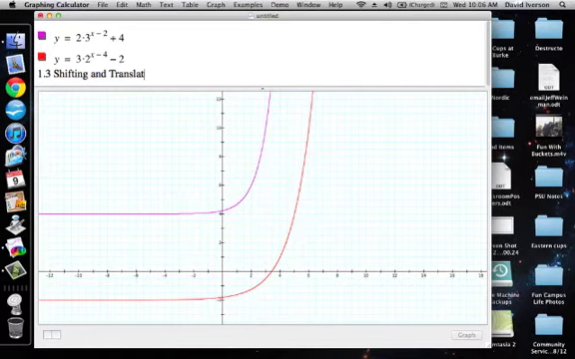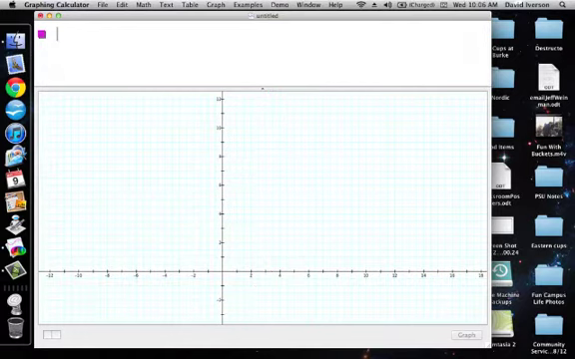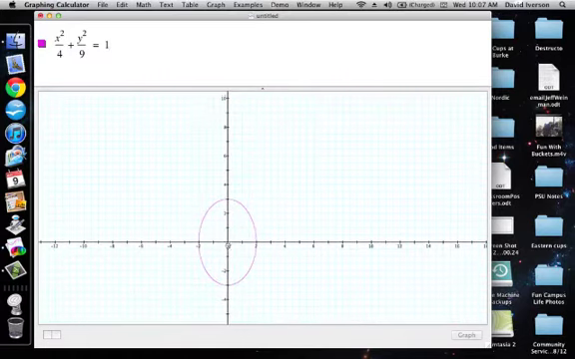I'm going to give you a couple other examples here. Let's go to our good old friend the ellipse. Let's do our standard ellipse of x squared divided by, say, 4 plus y squared divided by, say, 9 is equal to 1. Okay, so there's our value there.